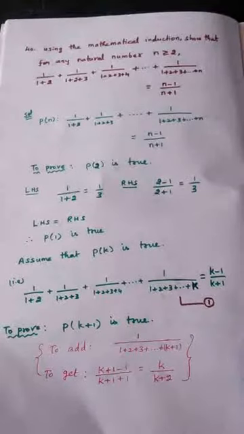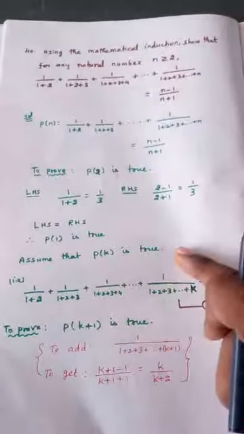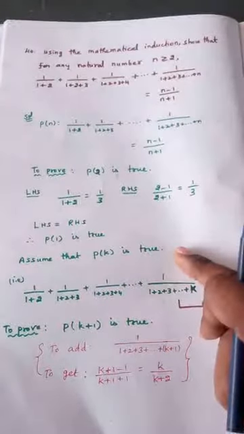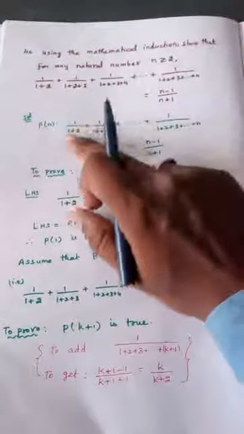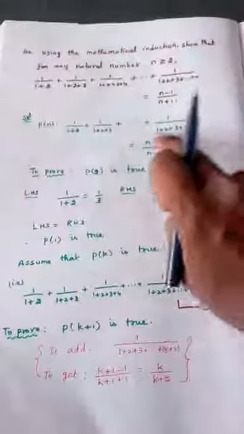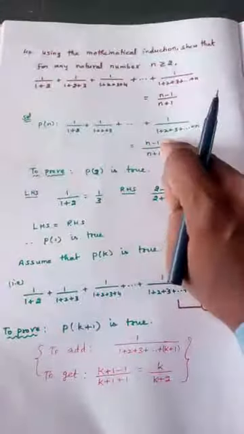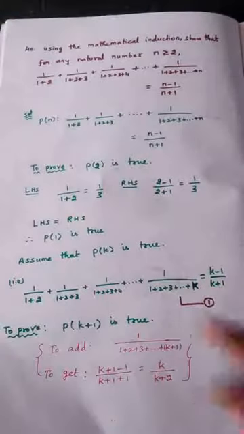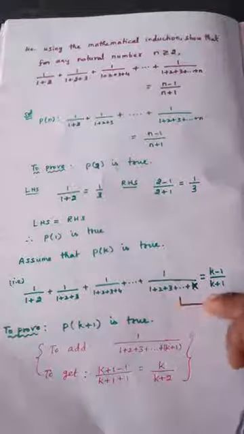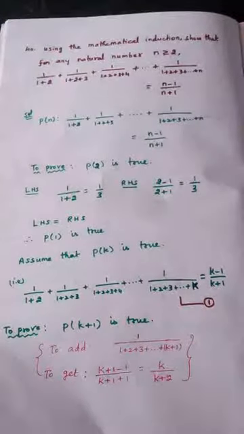What is the next thing? We should assume what? P of k is true. That is what we are writing here. Assume that P of k is true. Which means, what is the result that we can take from this? Write this. In place of n, you put k. Similarly, in the right hand side, k minus 1 by k plus 1. This result we are taking as true and giving the number as equation number 1.